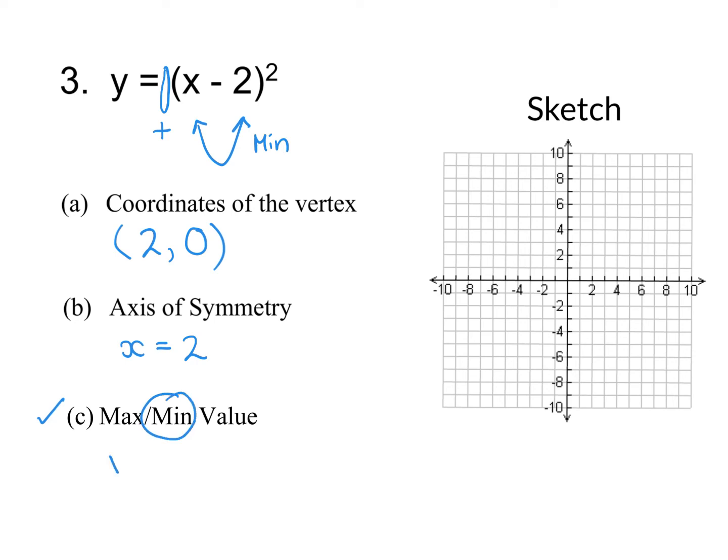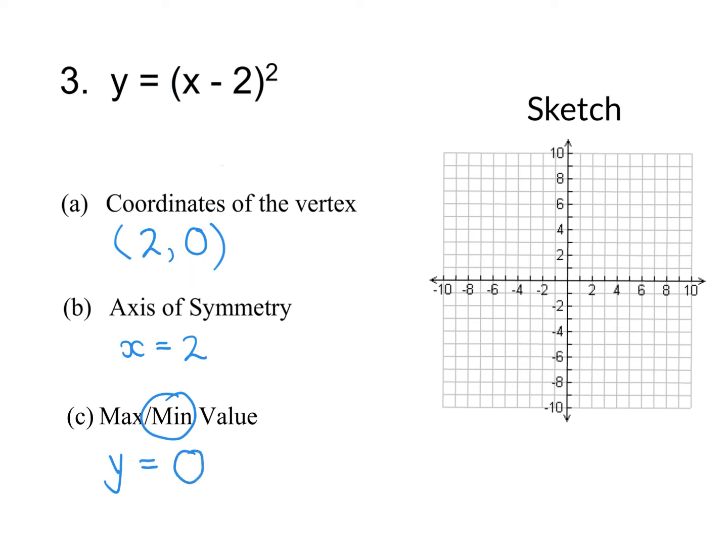Now to find the actual value, you remember it's a y value. And you can find it in the y value of your vertex. So that right there is your min value. Or again, if you look at your formula, because there's nothing here, your min value is 0. So let's write that y is equal to 0.